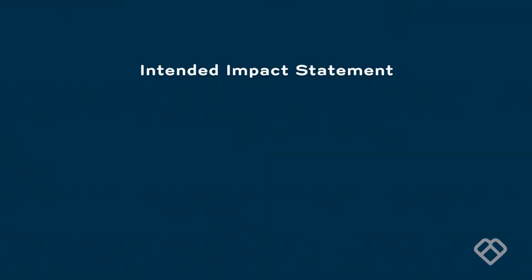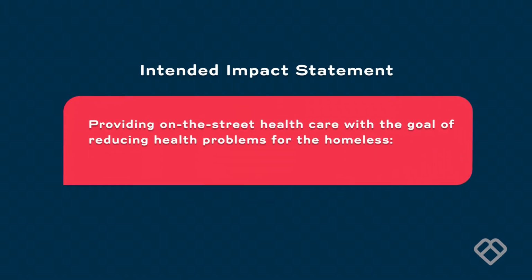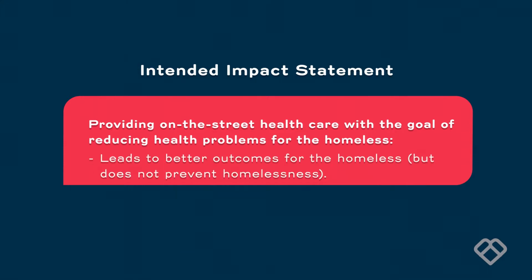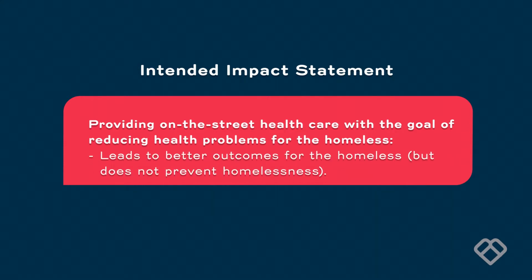We're now going to look at three logic models, each one based on the intended impact statement and theory of change for the three different approaches we're taking. Let's begin with the intended impact statement and theory of change for street interventions, and then look at the logic model. The intended impact statement involves providing on-the-street care with the goal of reducing health problems and other problems for the homeless. And the theory of change is that by doing this, it will lead to better outcomes, although it will not prevent homelessness. Now let's take a look at the logic model.